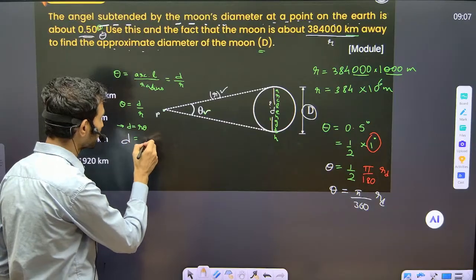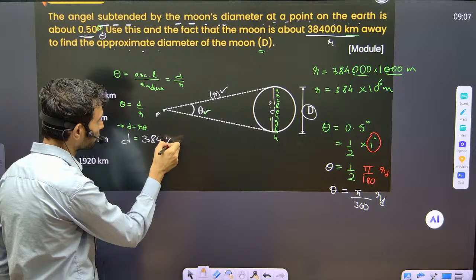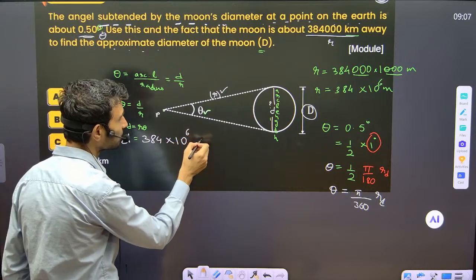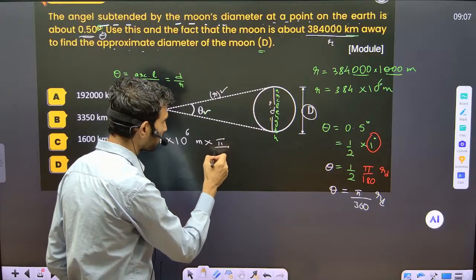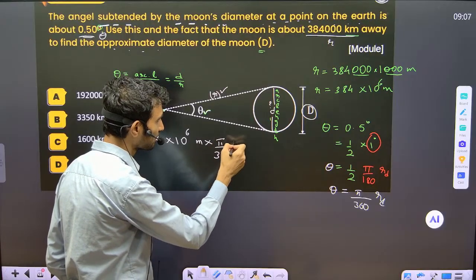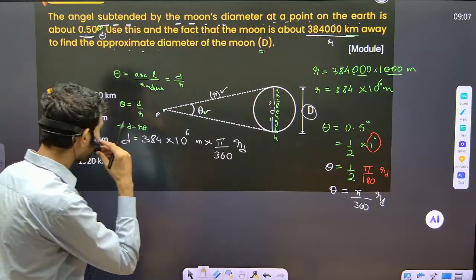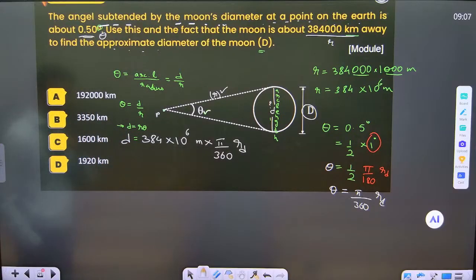So R is how much? 384 into 10 raised to the power 6 meters into theta, which is pi upon 360 radian. And then again, you can go ahead and do the actual calculations and get your answer matched with one of these.